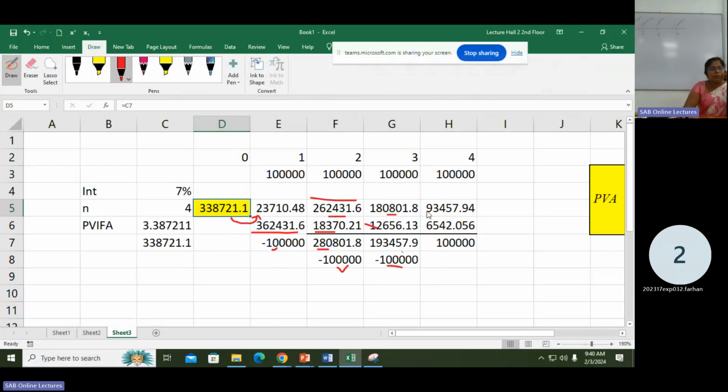So at the beginning of year 4, you can see your account balance is 93,457. So you are getting 7% interest. At the end of year 4, you can withdraw 100,000. After withdrawing this, your account goes to 0.